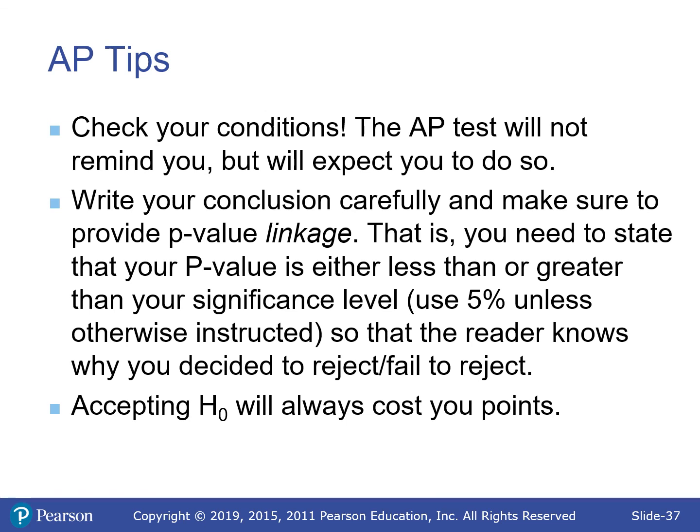If you do link it to an alpha level, though, you do have to make sure that you state that before. And we'll talk more about that in the next chapter. And then accepting H naught will always cost you points. Never accept the null hypothesis. So, anyway, this was the introduction on tests, and then looking at those one proportion z-tests. We'll have more tests coming up, but they're all basically the same, and the meaning is the same. The steps are the same. The difference is which conditions are there, and the equations will be a little bit different.